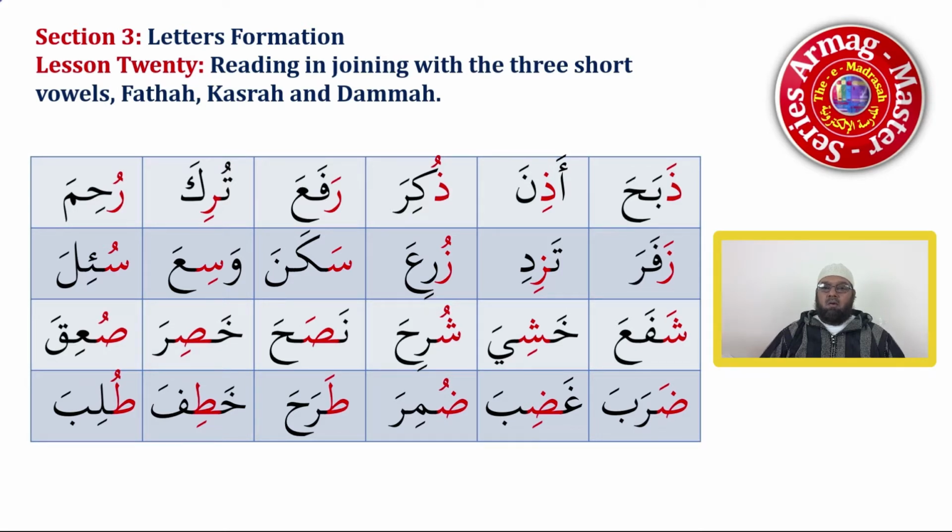Today, inshallah, we will continue our lesson in reading short words while using the first three short vowels: fatha, kasra, and dhamma. Now, if we look here, we will see that our word begins with dhal, and we have dhal with the fatha, dhal with the kasra, and dhal with the dhamma. And that is how our lesson will go. For all the letters of the Arabic alphabet, we prepare a word with each vowel. Okay? So, recite after me, please.